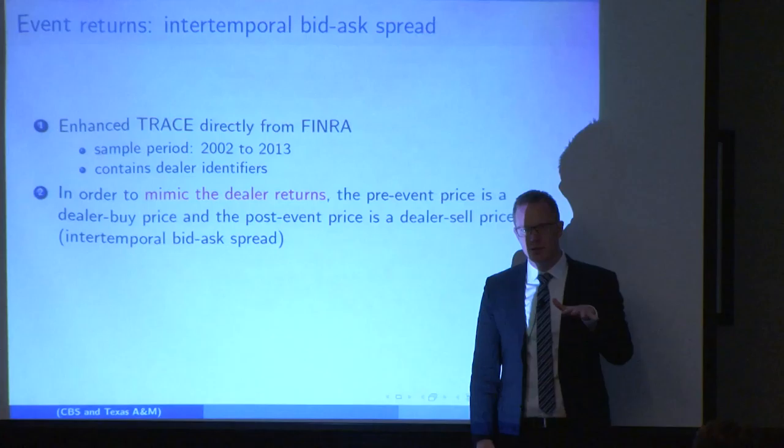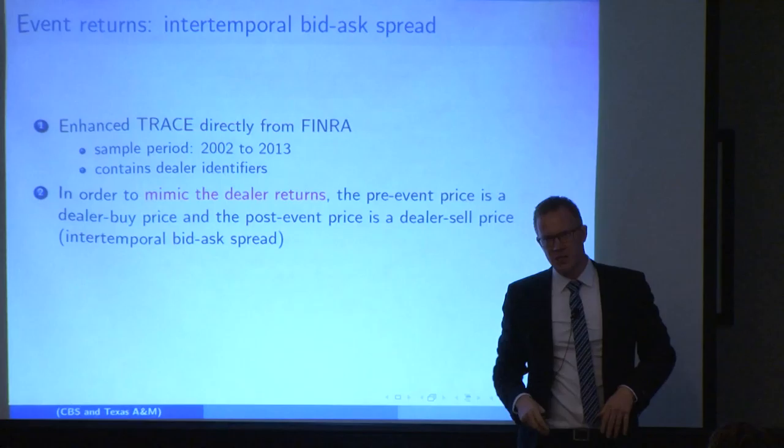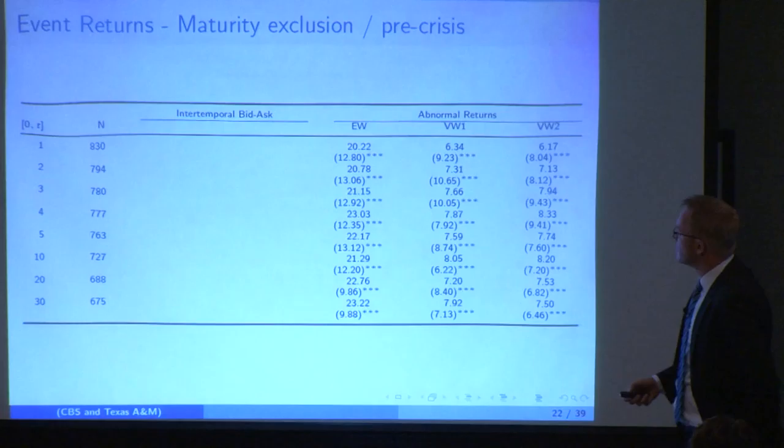So we're going to do a dealer buy and a dealer sell, so that the price change we see is some kind of selling pressure plus whatever the bid-ask spread is. So this is the dealer returns, essentially. You have to be a dealer in order to realize these returns. And these are then the returns.